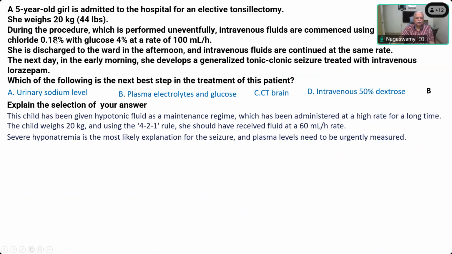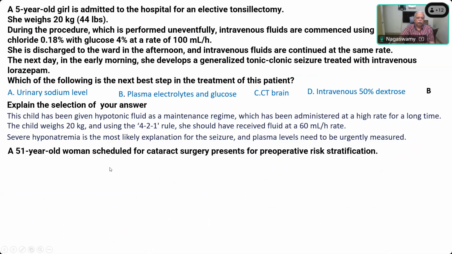The whole thing is a hypotonic fluid. Plus, the glucose will be immediately metabolized, so it will become only water. And the sodium chloride here is not even one-fifth of normal saline. So it is a hypotonic fluid causing dilutional hyponatremia, causing this problem.